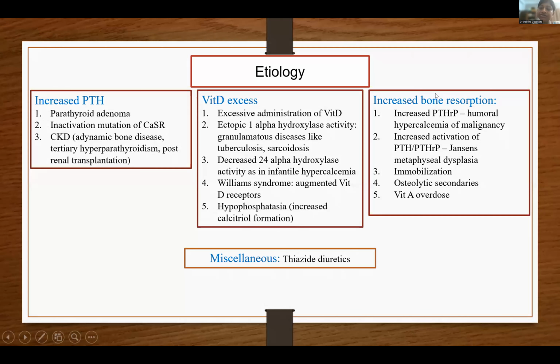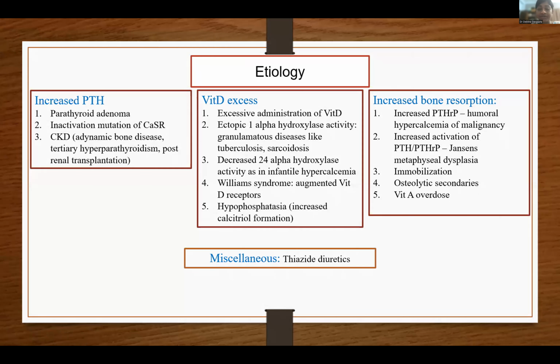There are certain other conditions where bone resorption may be increased independent of PTH or vitamin D. So what are these conditions? Humoral hypercalcemia of malignancy, which occurs due to an increase in PTH-related peptide, which is not the same as PTH. Or if there is increased activation of the PTH-related peptide receptor, as in Jansen's metaphyseal dysplasia, we can have hypercalcemia. If there is prolonged immobilization, many a time we see that CP children may have hypercalcemia because of immobilization. If there are osteolytic secondaries, vitamin A overdose, and certain drugs like thiazide diuretics, they can cause hypercalcemia.